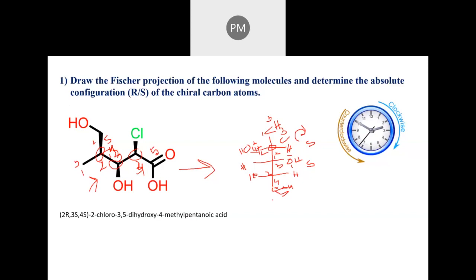Now the next one. This chlorine is the first priority, carboxyl will be our second priority, and this will be third. If I rotate this molecule 1, 2, 3 anti-clockwise, with the fourth priority in the horizontal plane, this will be R. So what will the comparison be? The first chiral center will be S, the second one will be S, and the third one will be R.